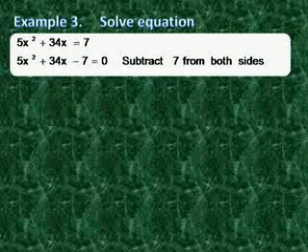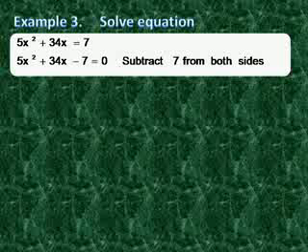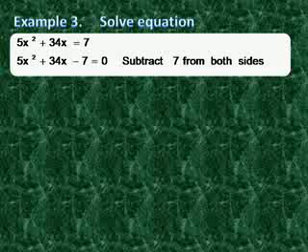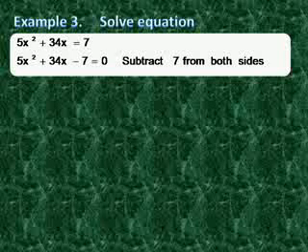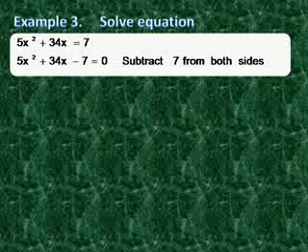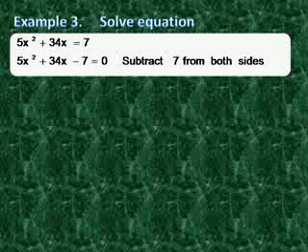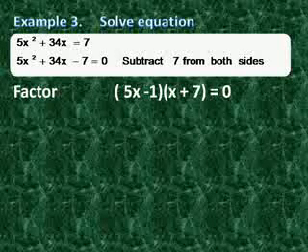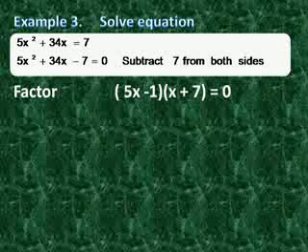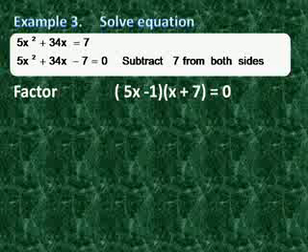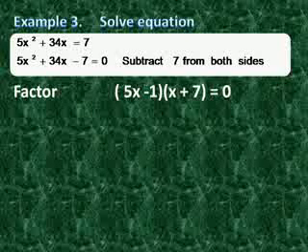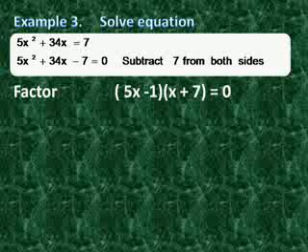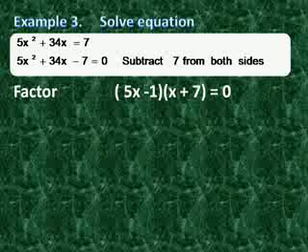Example 3. Solve the equation 5x squared plus 34x equals 7. First, you have to subtract 7 from both sides. 5x squared plus 34x minus 7 is 0. Then you have to factor the given trinomial. 5x squared plus 34x minus 7 is 5x minus 1 times x plus 7 in factored form.